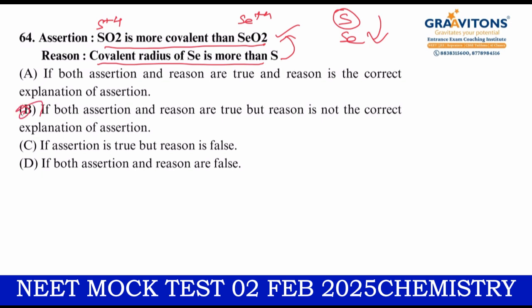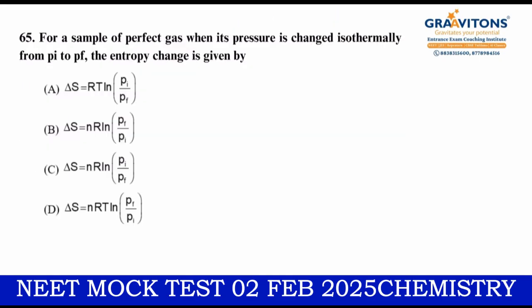Both assertion and reason are true, but reason is not the correct explanation of assertion. 65th question. For a sample of a perfect gas, when its pressure is changed isothermally from Pi to Pf, the entropy change is given by. This is a direct question which we derived in chemical thermodynamics for entropy, and the correct option would be C. Delta S is equal to nR ln Pi by Pf.